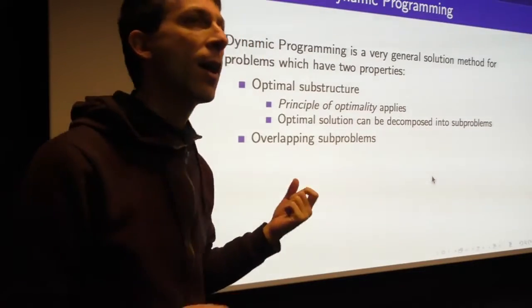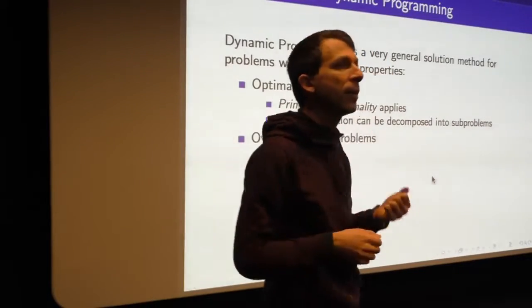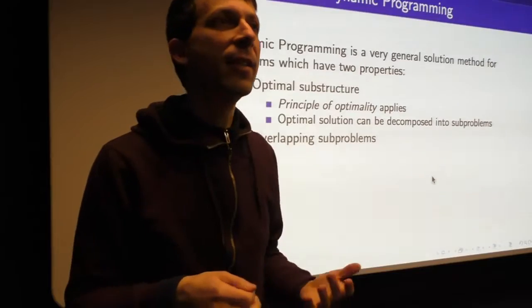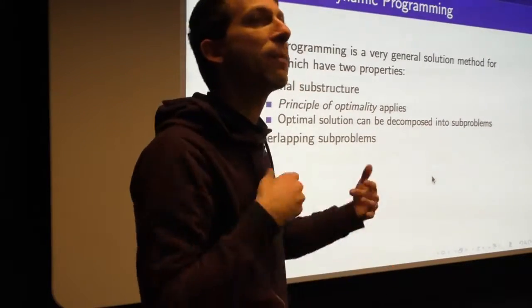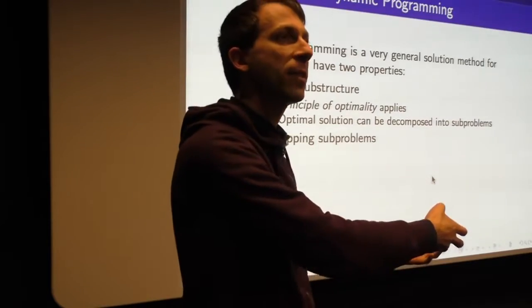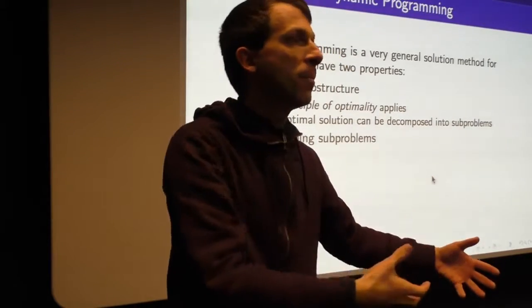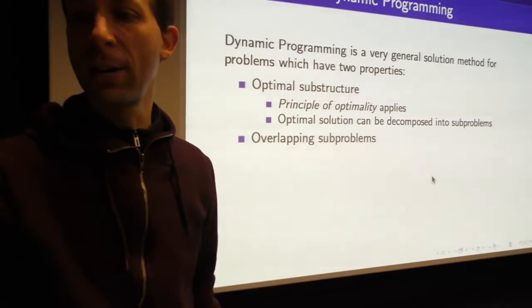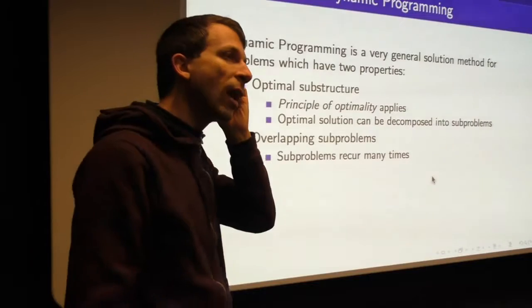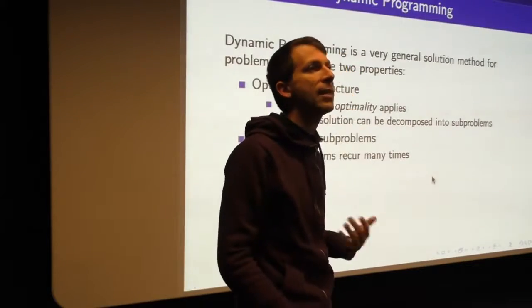The second property we require is called overlapping subproblems. So what does this mean? Well, this means that the subproblems occur again and again and again. We've got something to gain by breaking it down into subproblems, because by solving that subproblem, we can actually solve things more efficiently than we could have by just attacking the overall problem directly. And basically all we require is that the subproblems recur many times.